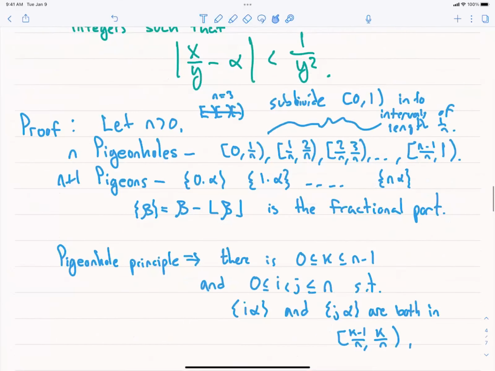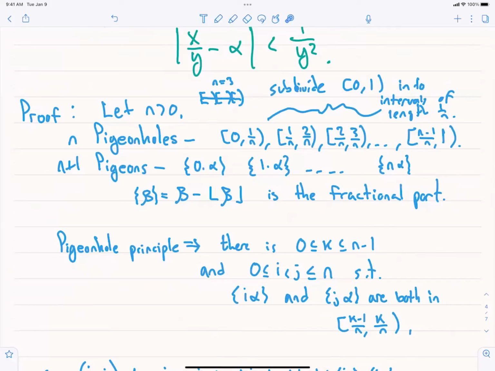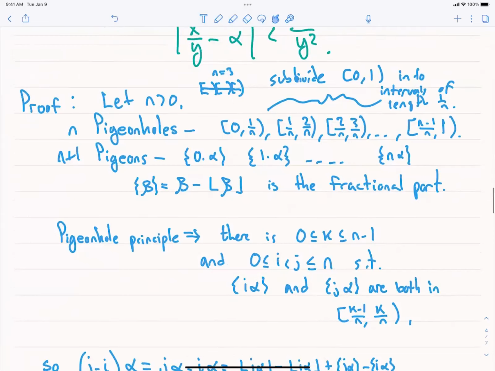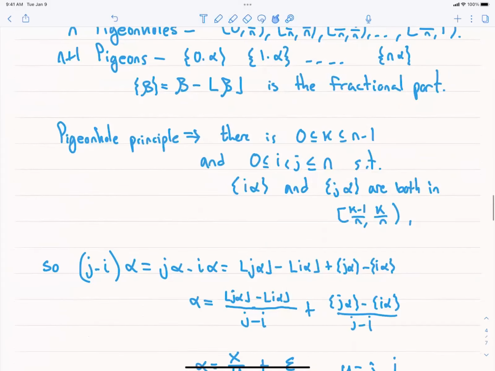So how? Just to write out what I just said, there's some pigeonhole, so there's some k between 0 and n minus 1, such that when I look at the interval from k minus 1 over n to k over n, I can find 2 distinct multiples, i and j, of alpha, so i times alpha and j times alpha, such that their fractional parts are both inside of this interval of length 1 over n. So let's see what that gives us.